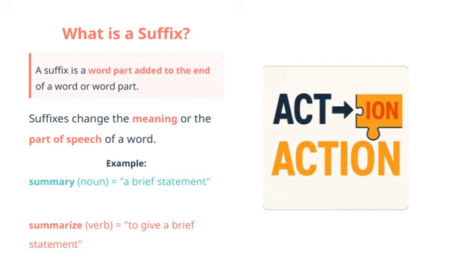This is a good example of how suffixes can change the meaning or part of speech of a word. For instance, adding ize turns a noun or adjective into a verb, indicating an action. Understanding these differences helps us see how words can be related and how they function within sentences. And this idea of giving a brief statement or a summary ties into our overall theme, how language helps us communicate ideas clearly and efficiently.